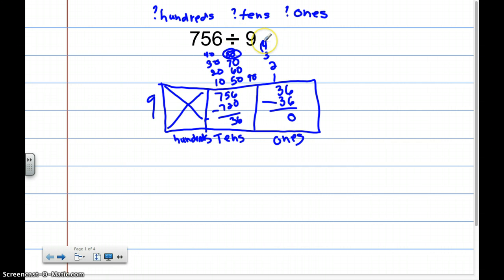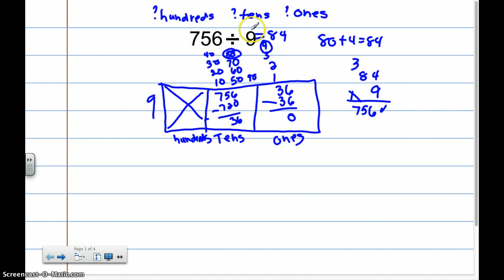So I used 4 ones, and I used 8 tens, which equals 80. So 80 plus 4 is 84. So my answer is 84. And if I take 9 and I multiply it by 84, 9 times 4 is 36, carry the 3. 8 times 9 is 72, 73, 74, 75. And my answer checks right back here to my dividend.